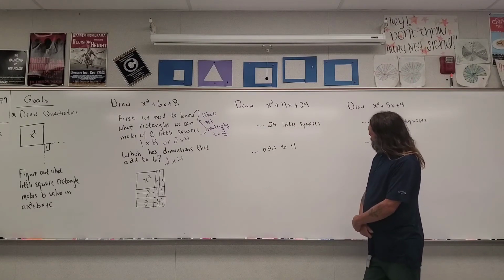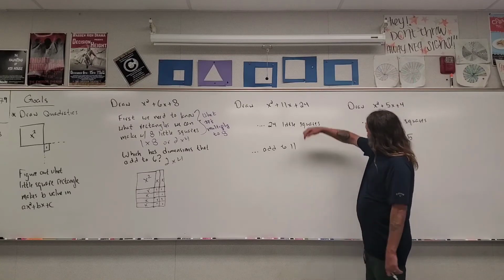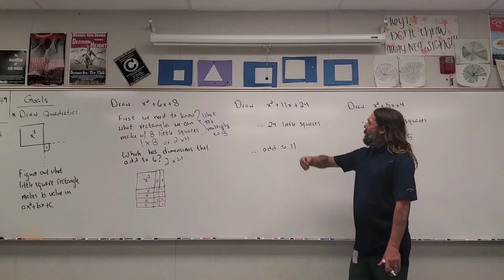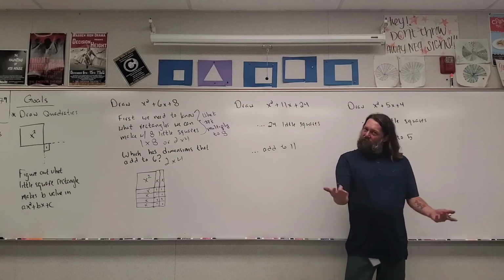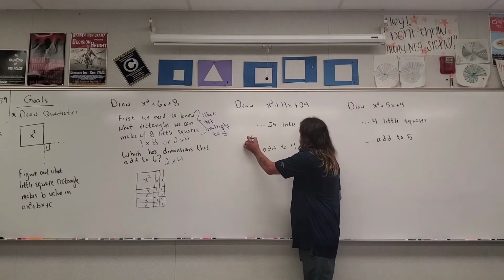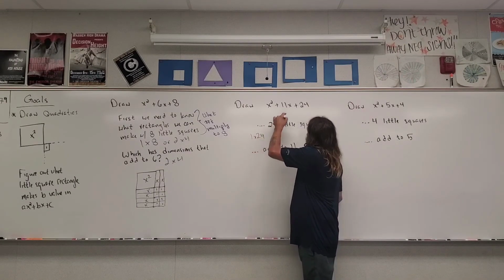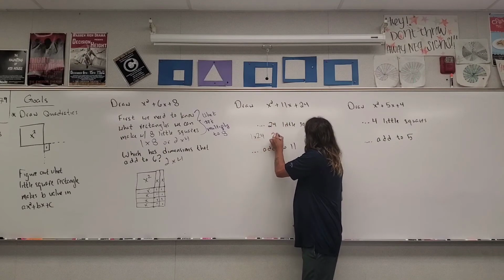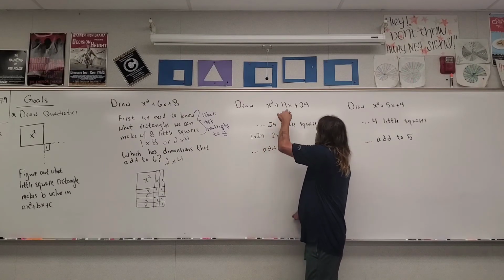Again, let's do another example. First, we need to know what rectangles we can make with 24 little squares, or what numbers multiply to 24. Well, just go in order. We got 1 times 24. I need 11. Nope. 2 times 12. I need 11. Nope.